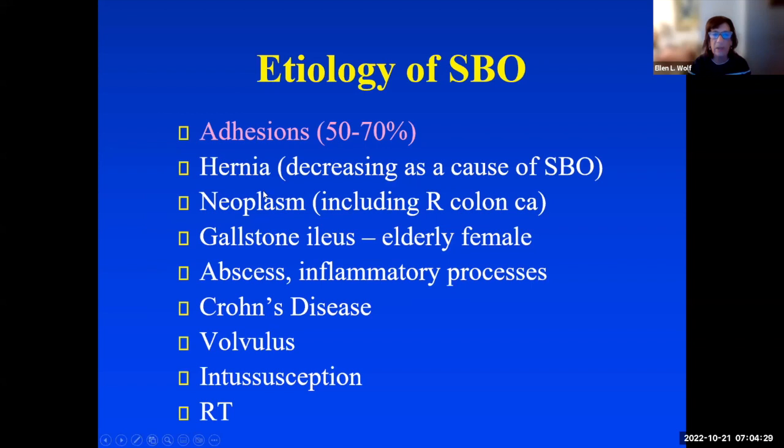Hernia used to be a common cause of small bowel obstruction. However, this is decreasing as a cause because of earlier surgery. People used to walk around with trusses and delay surgery, but now surgery is performed earlier. Various neoplasms, small bowel, large bowel, including particularly right colon cancer that can present as small bowel obstruction. Gallstone ileus, particularly elderly female. So gallstone ileus is the most common cause of small bowel obstruction in the elderly non-operated female. Many other conditions are listed here in addition to others.